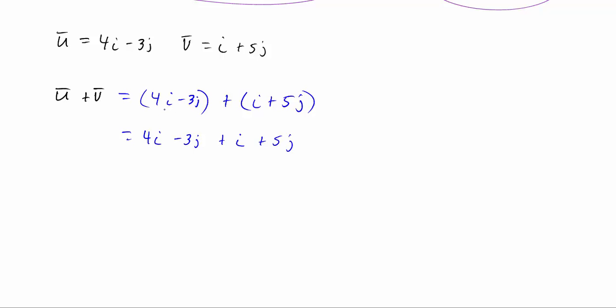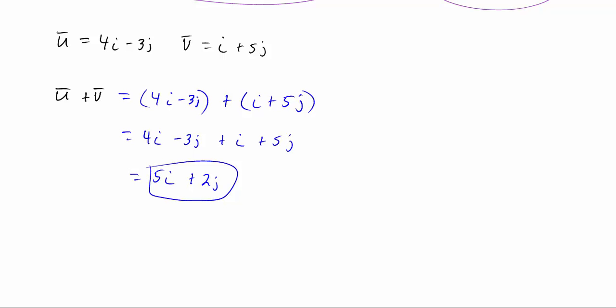In other words, add your i's together and your j's. And we can think of this almost similar to combining your like terms. We're going to take the 4i plus 1i, which would certainly just be 5i, and a negative 3j plus 5j, which would be 2j. So here we have the vector in this linear combination of 5i plus 2j.